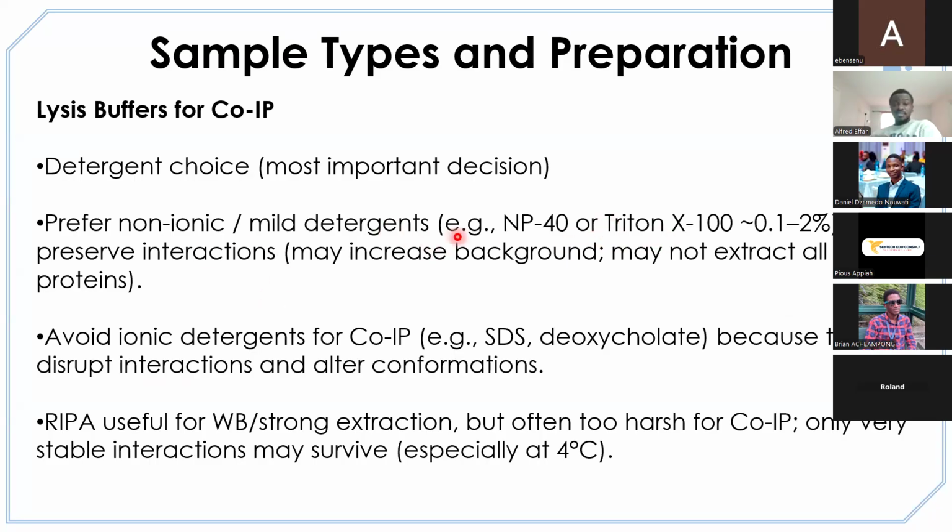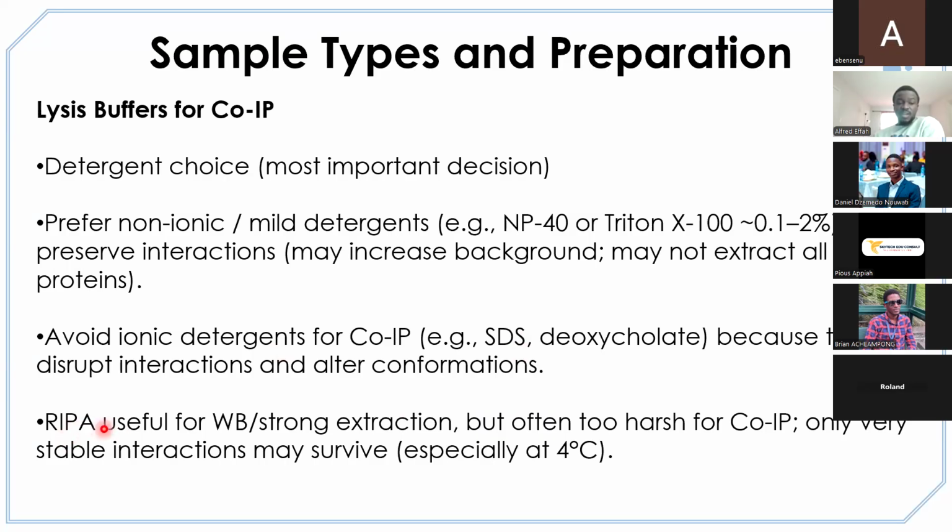These are mild detergents in the sense that they don't disrupt the native protein conformation, and so the interaction between the two proteins is maintained, and so you can rely on some of these detergents. Now, for the initial step at the lysis stage, you wouldn't want to use SDS or deoxycholate because these ones are able to disrupt the interaction. They can denature your protein, so you won't see any interaction between them. So at the lysis stage, we don't use some of these harsh lysis buffers.